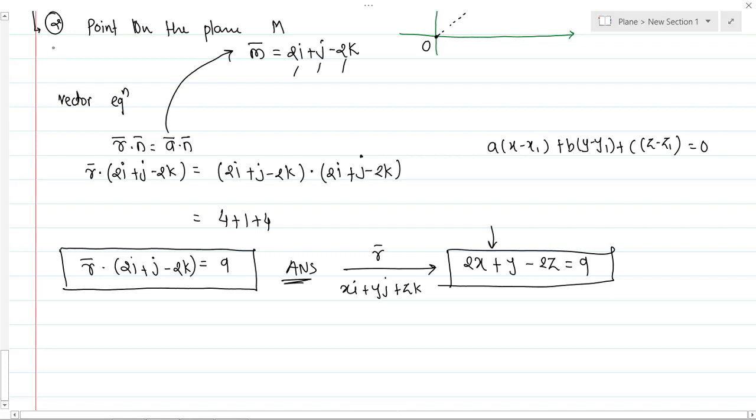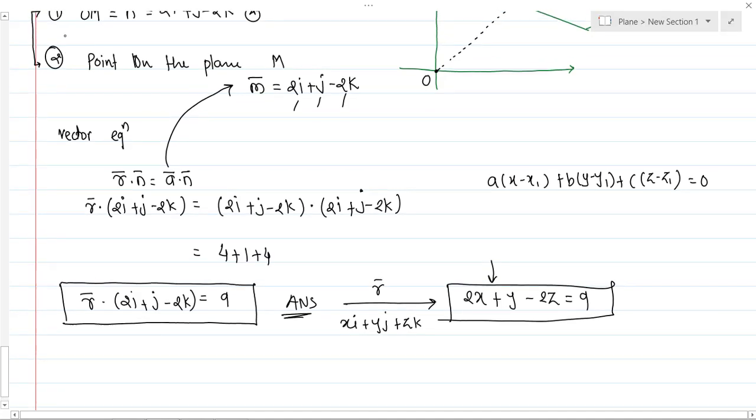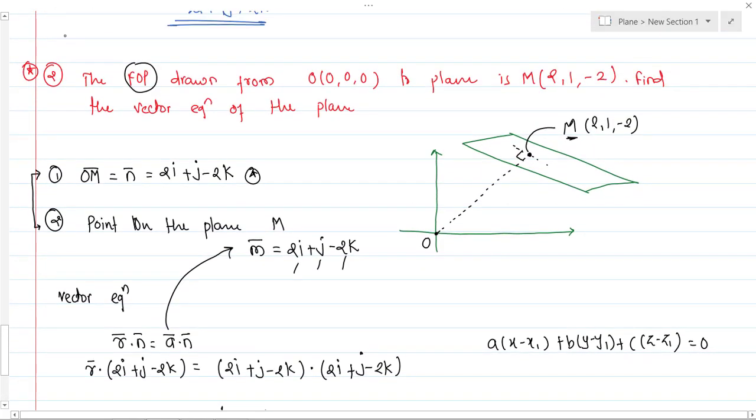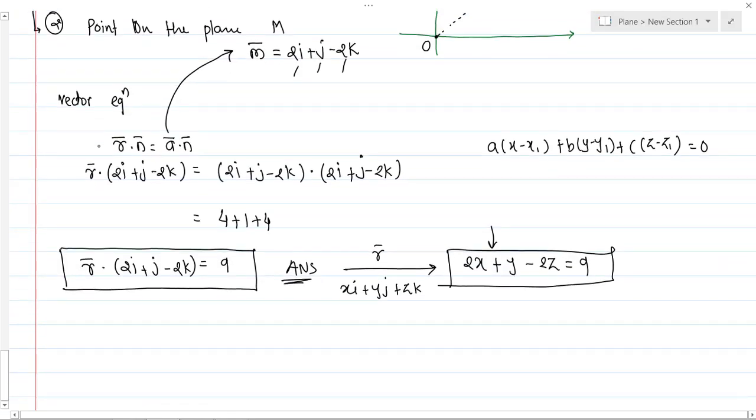In this video we have seen only two equations of planes, and for those we require only two parameters: one is the perpendicular vector and the other is the point lying on that plane. That's it. With this we will stop here, and in the next video we will see some more equations of the plane in different forms.